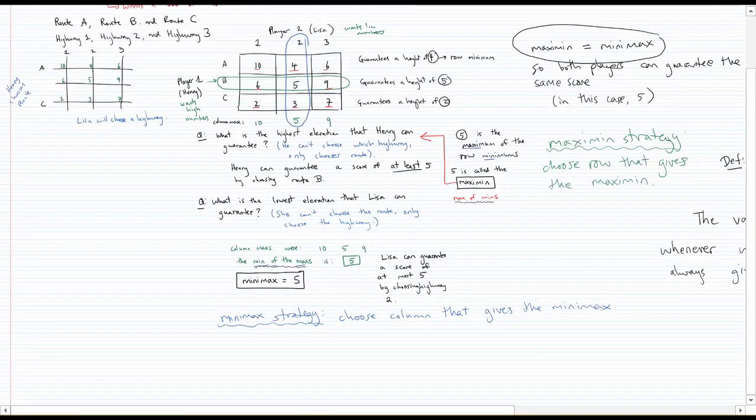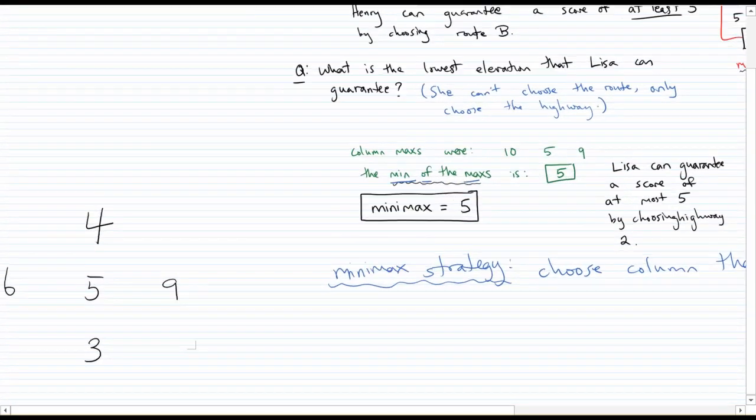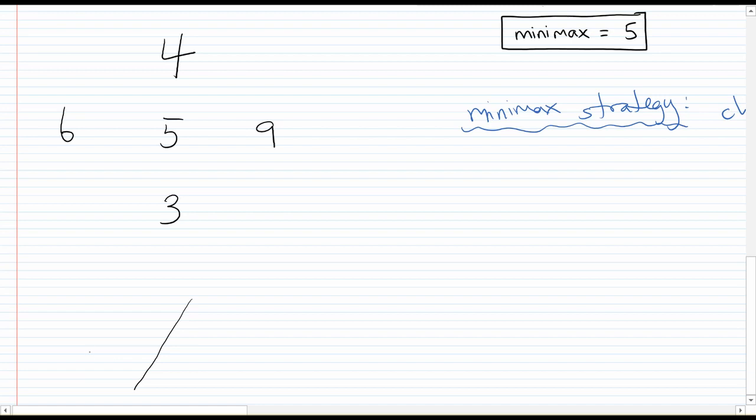So you might be wondering why it's actually called a saddle point. And so let's take a look at these numbers up close. So we got 4, 5, and 3, and 6, 5, and 9. So let's try to draw a picture of this town, what it actually looks like. Okay, so this is route B. This is highway 1, rather highway 2. And so what does route B look like?